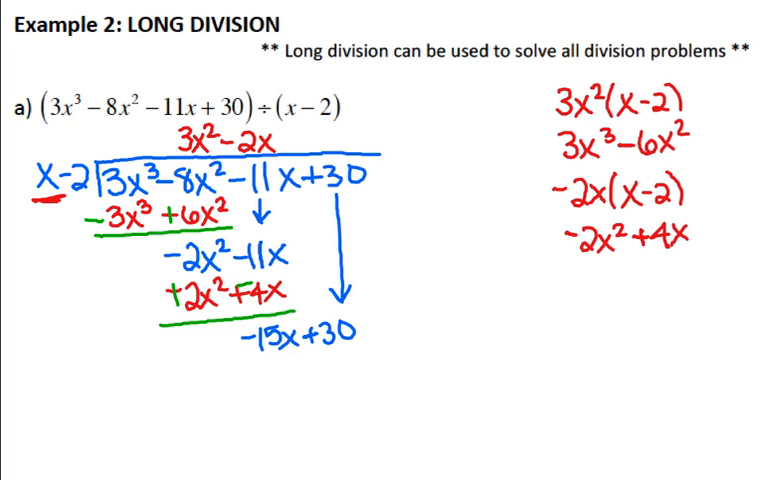And again, the process repeats itself. So you're thinking what times x gives you negative 15x. That's going to be negative 15. So whatever I write over here, I'm going to take and multiply that by what we're dividing by. Distribute, you get negative 15x plus 30. I'm going to take this and write it right underneath here.